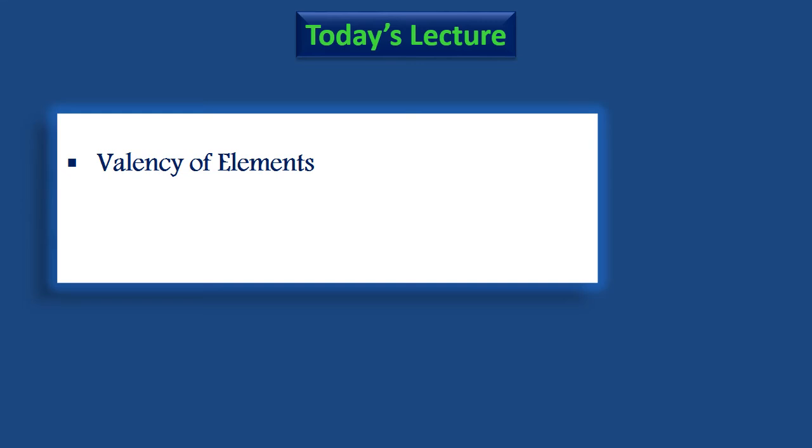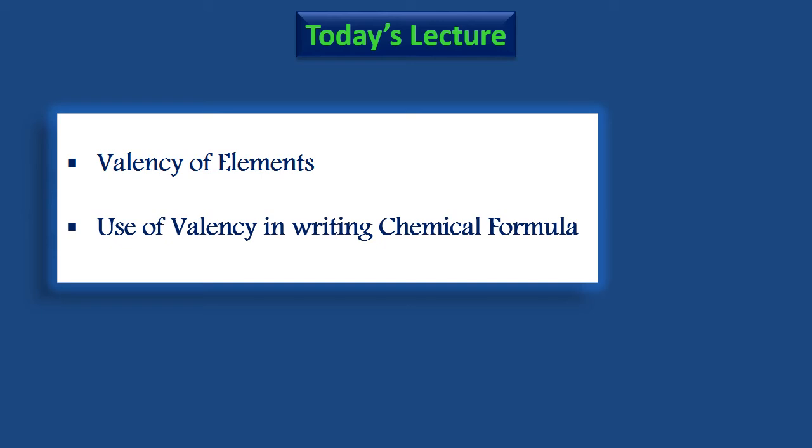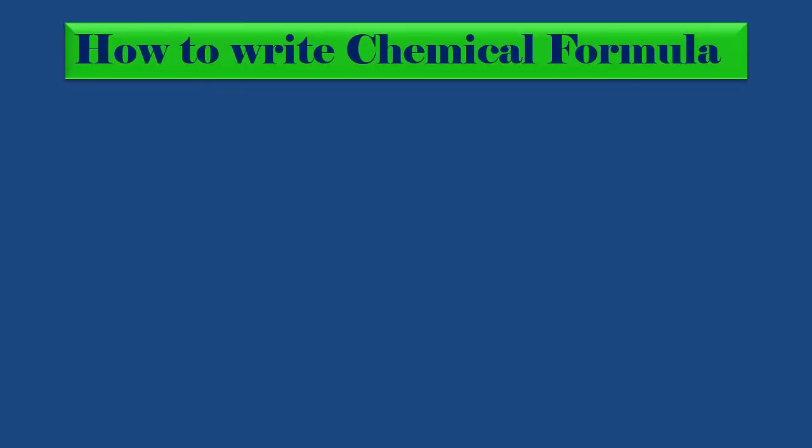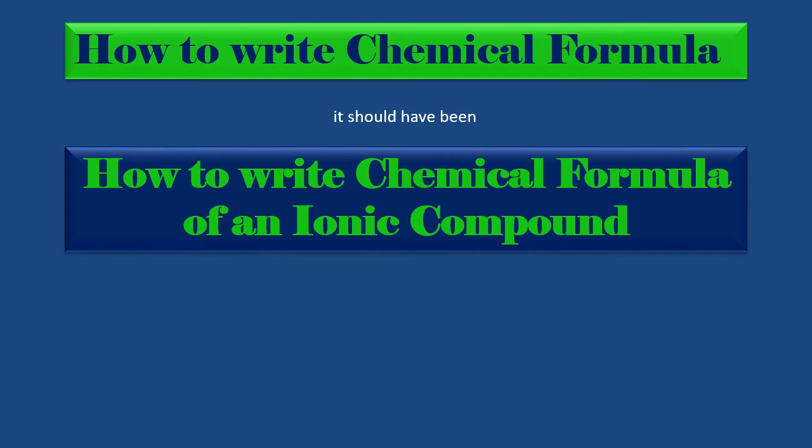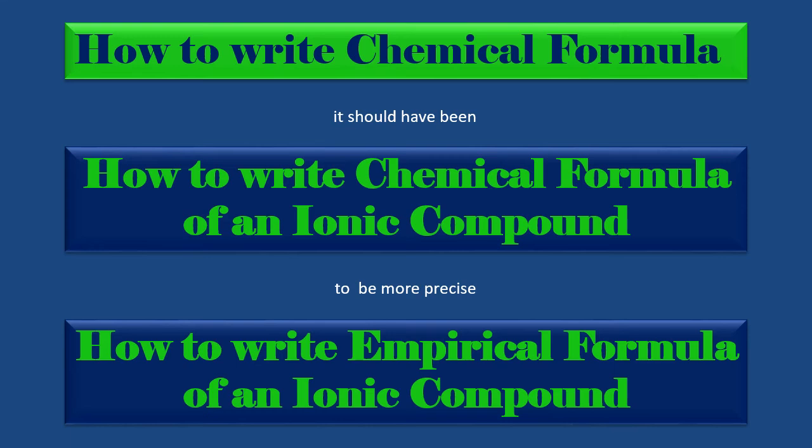Now, moving on to our next topic of today's lecture, that is use of valency in writing chemical formula. In your textbook, this is given under the heading of how to write chemical formula. Since the author has described the method of writing chemical formula of ionic compounds only, it should have been like this: how to write chemical formula of an ionic compound, and to be more precise, how to write empirical formula of an ionic compound. As you know, ionic compounds are represented by empirical formulae.